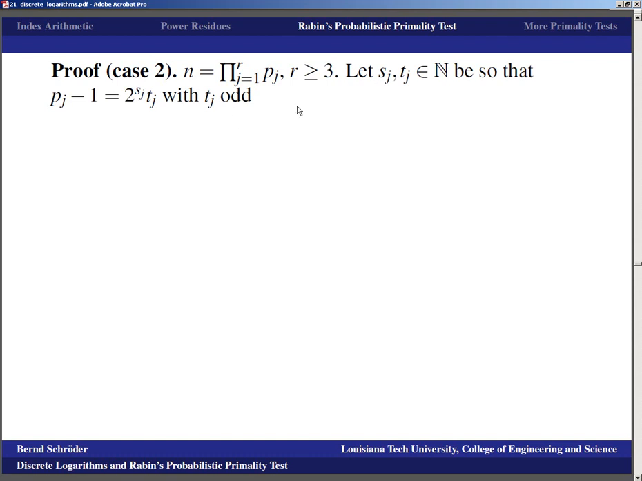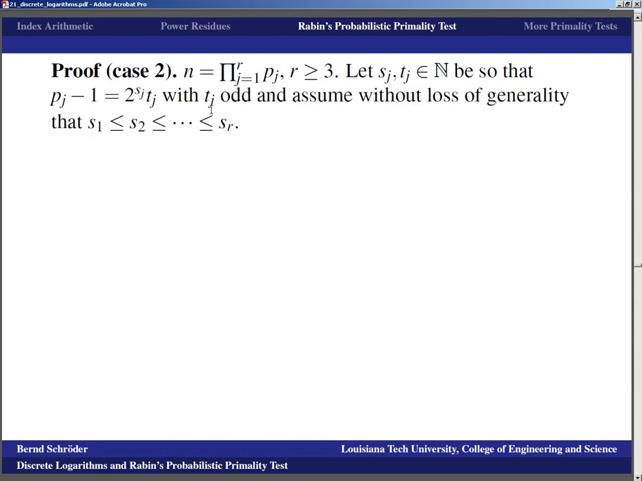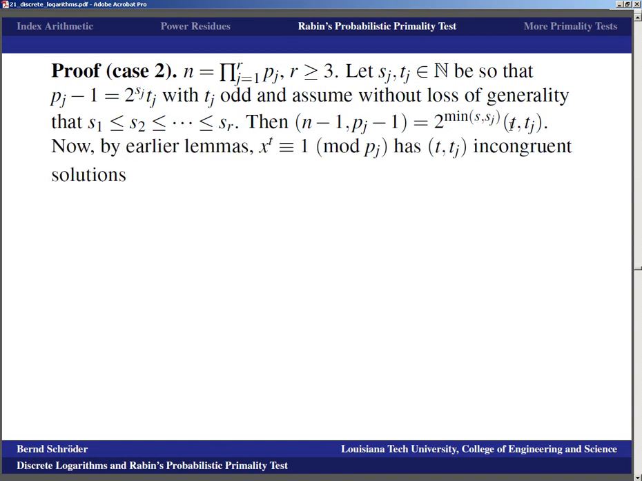So what we need to do now is we need to dig a little bit deeper. We let Sj and Tj be natural numbers, so that Pj minus 1 is 2 to the Sj times Tj with Tj odd. And we assume without loss of generality, we can sort these things any way we want, that S1 is less than or equal to S2, all the way through Sr. Yeah, sure, we can do that. Then the greatest common divisor of n minus 1 and Pj minus 1 is 2 to the minimum of S and Sj times the greatest common divisor of T and Tj, because of course n minus 1 is still 2 to the S times T.